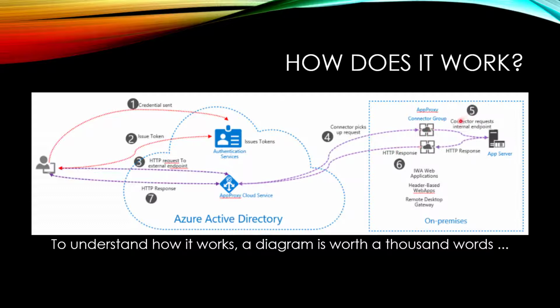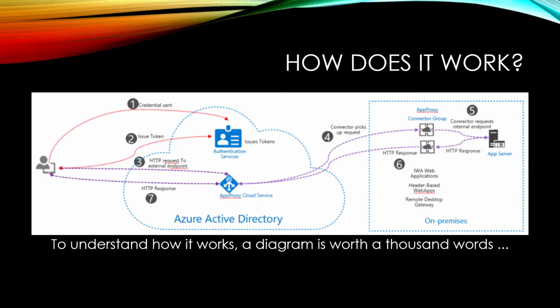The connector requests an endpoint with the application server. This is based on how you publish the application within your organization. And so it makes a request. That, of course, goes to the App Proxy, which then gets sent back out to the proxy cloud service, and you get your response back. So the Application Proxy is essentially a service that, for lack of a better way to put it, straddles your firewall in a secure fashion.